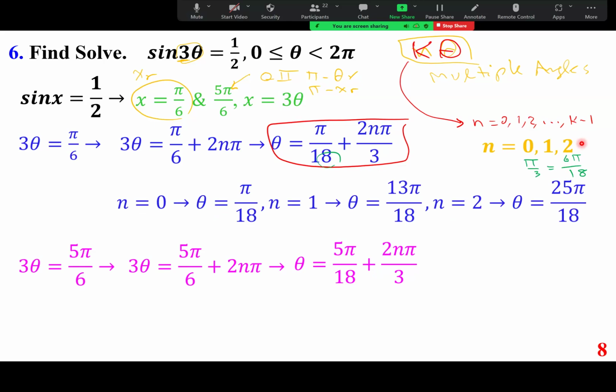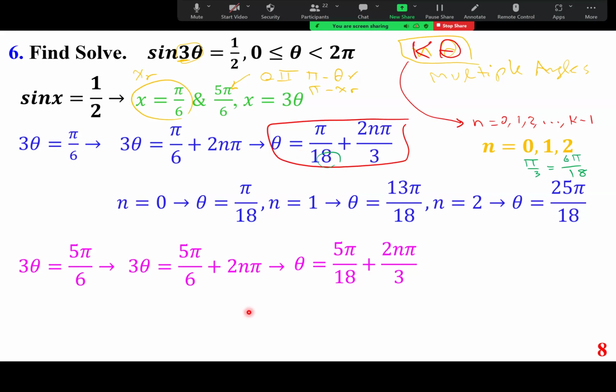What happens if I choose 3? Just choose 3. 3 cancels out the 3. So instead of n, you get 2 pi. So it goes beyond 0 to 2 pi. That's why you don't go beyond that. So one more time. If you choose n to be 3, this 3 cancels out, and you get plus 2 pi. It goes back really to pi over 18.